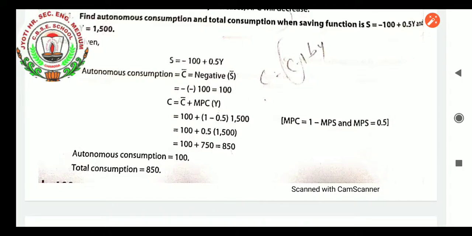As S is given, it is very easy to calculate the autonomous consumption when S bar, that is autonomous savings, is given. And the C function, or total consumption, is also very easy to calculate when savings is given, as its value is substituted in the formula. It is very clear for us to learn the consumption.